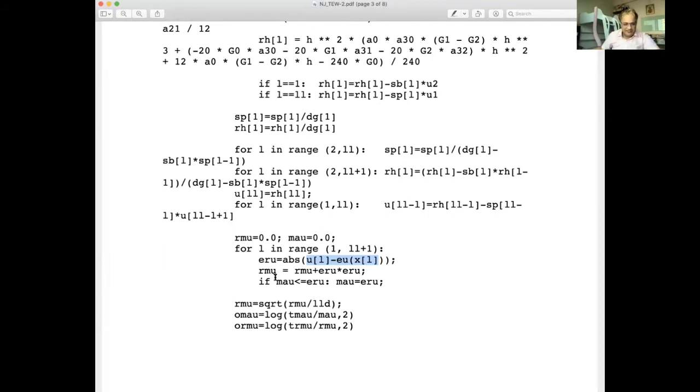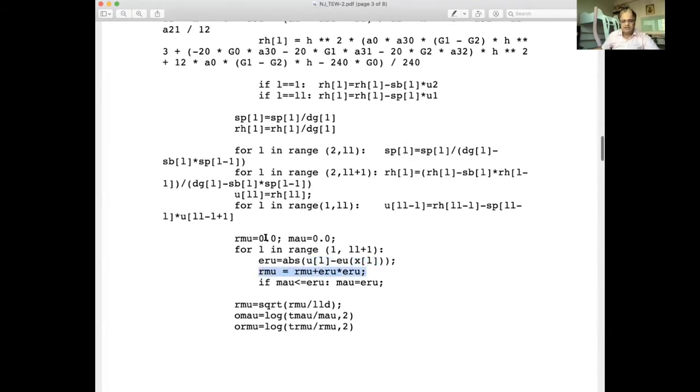Now, thereafter, RMU equal to RMU plus ERU square. RMU is 0 in the first case, so it is RMU equal to 0 plus ERU square. And if MAU is less than ERU, ERU is assigned to MAU. There are two things I am calculating here. Number one, the if condition here will tell you the maximum absolute error. So MAU will give you the L infinity error.